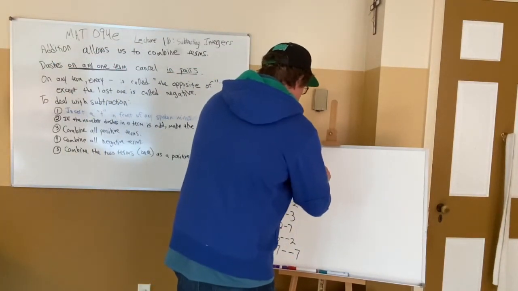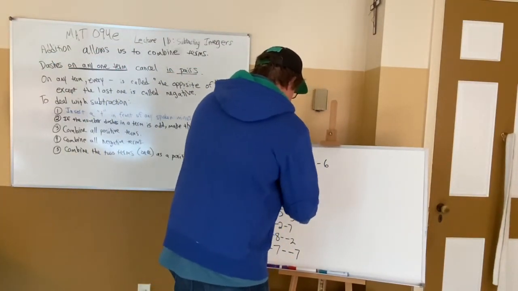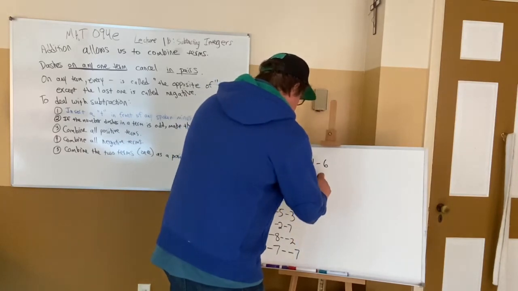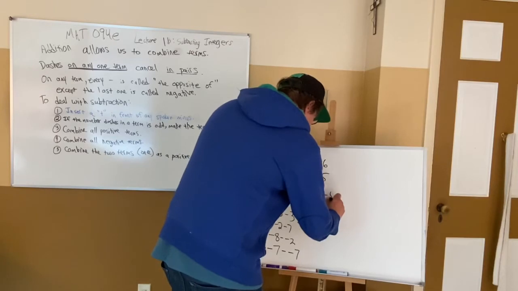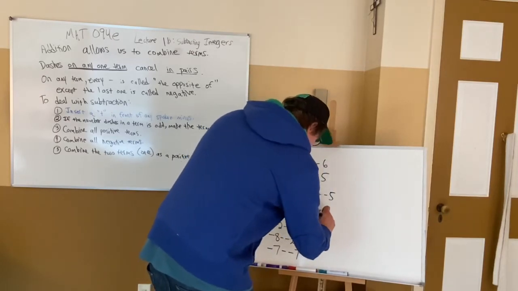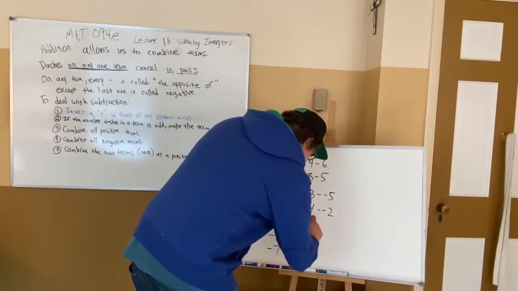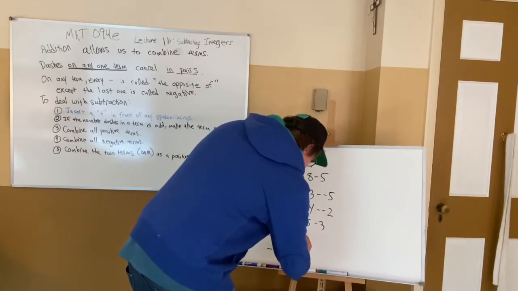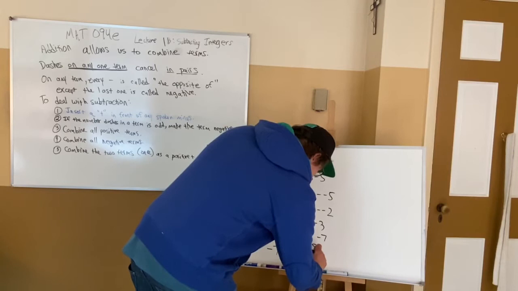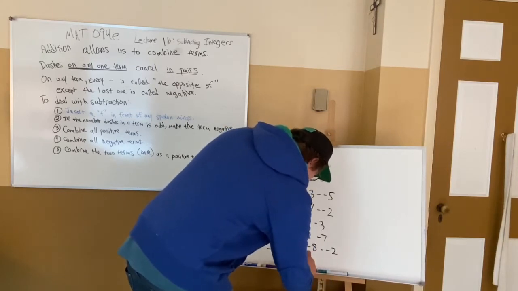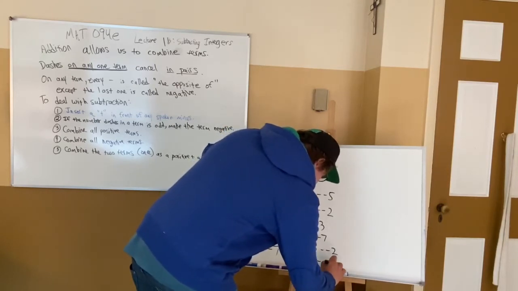So here I have my 4 - 6. In fact, I can guarantee you I'm going to have to insert a plus sign in each one of them. So I'm just going to write each one. 3 - -5, 4 - -2, -5 - 3, -2 - 7, -8 - -2, and -7 - -7.